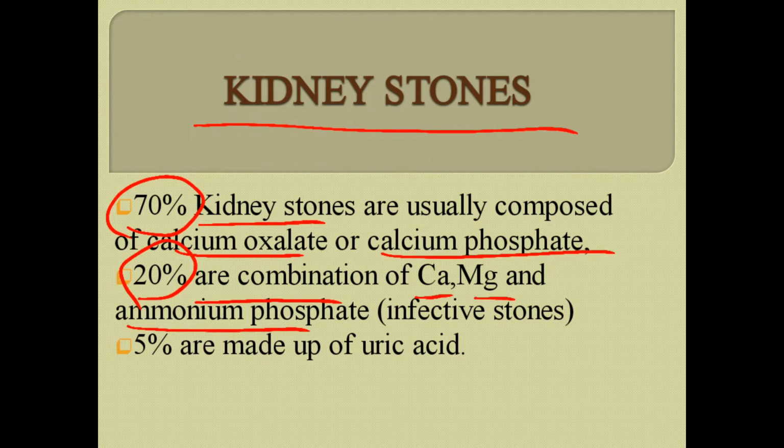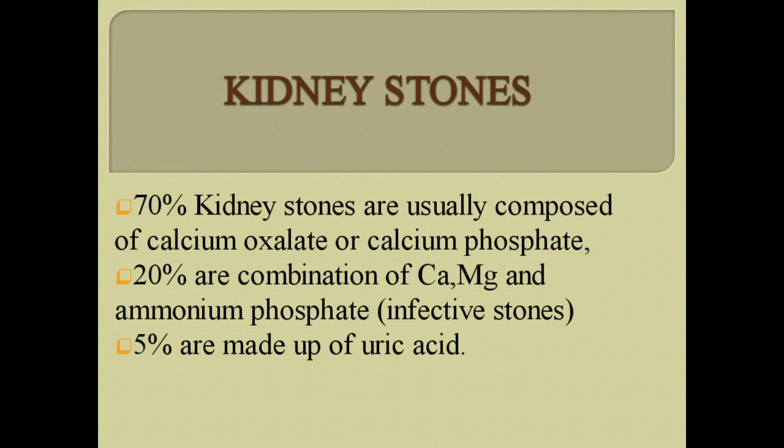They are called infective stones because the most common cause of this type of stone is infection, and 5% are made up of uric acid. Another type of stone found in kidneys is made up of cystine, and it forms stones due to its accumulation in the kidneys. But the most common are calcium oxalate and calcium phosphate. Kidney stones can be found in the kidney, in the ureters, in the bladder or in the urethra.